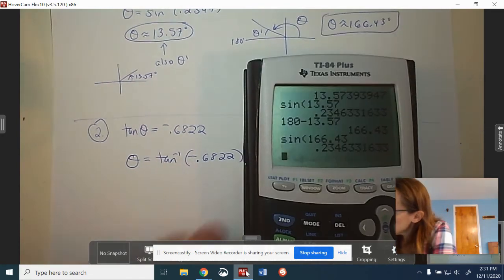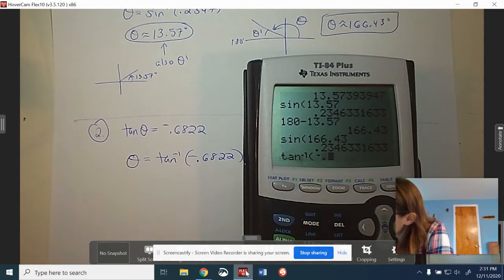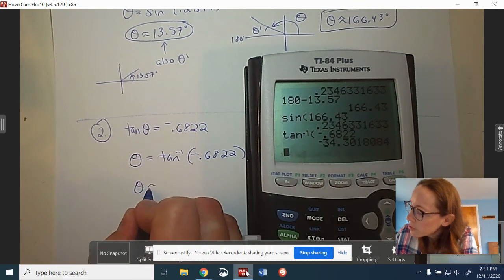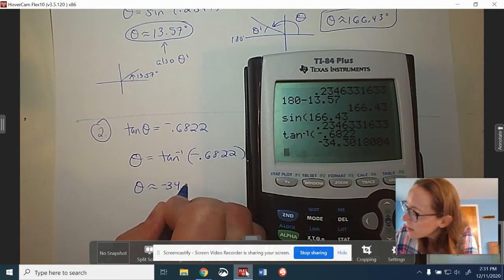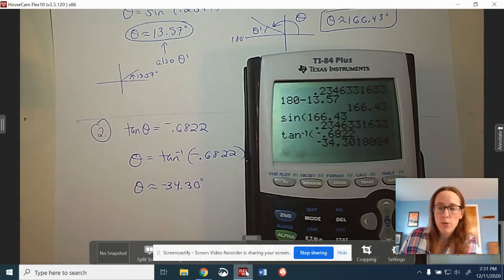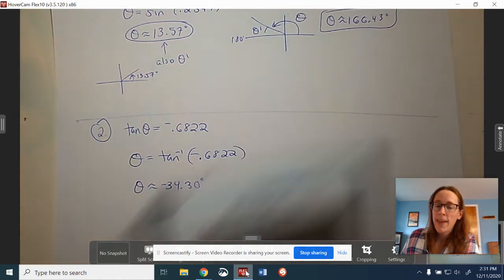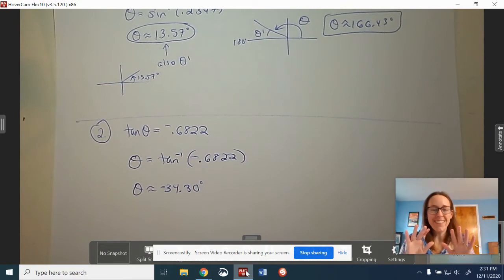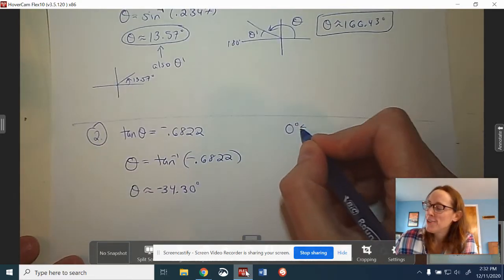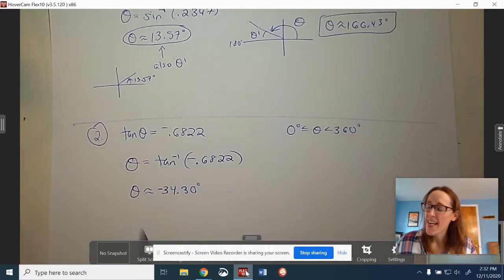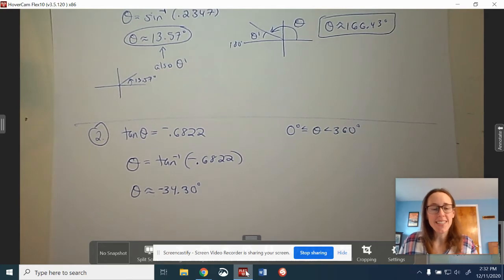Okay, so tan inverse of negative 0.6822. This is an answer for theta. Okay, rounding to 2 places, you could go 0.30 or just 0.3, whatever you prefer. And that is a correct answer for theta, but I can't circle it. I told you it's going to get a little weird. If you recall, in the directions, it said that your answers had to be between 0 and 360. That's not between 0 and 360 because it's negative.